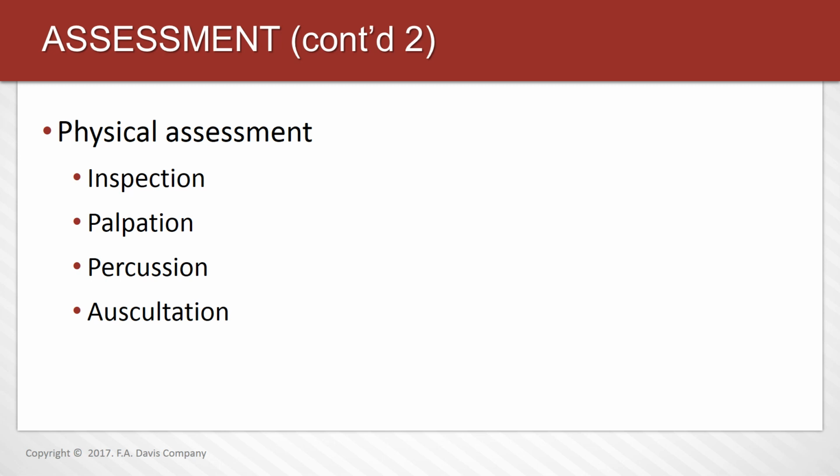And then palpation. You start off with light palpation. What are you palpating for the respiratory system? You're going to palpate the trachea. It should be midline and non-tender.